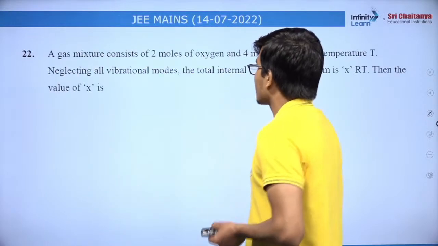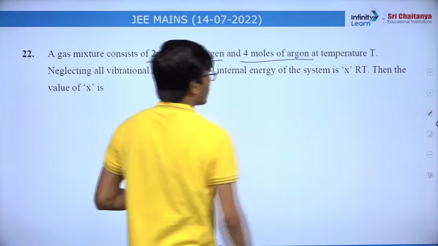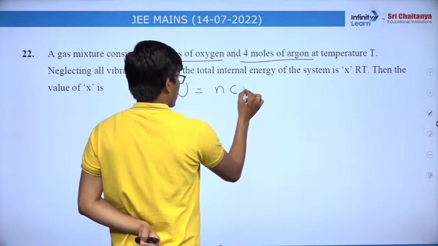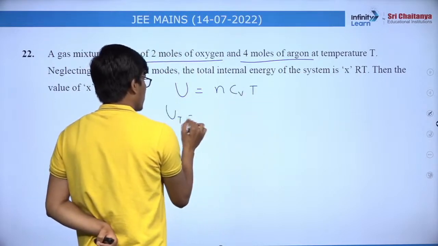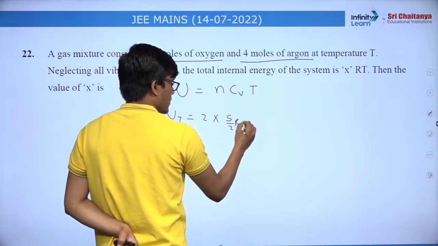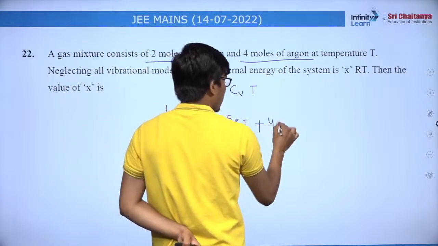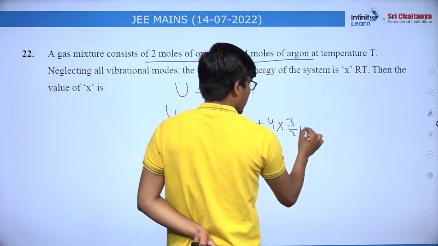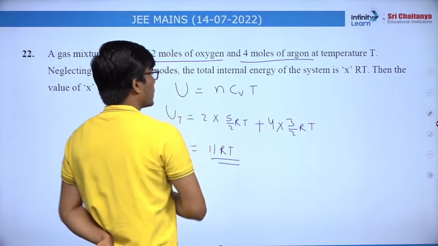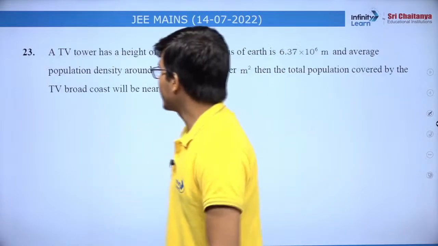Moving ahead. This is again a simple question from KTG. You have a mixture of 2 moles of oxygen and 4 moles of argon, and you have to tell the total internal energy. Internal energy is given by this formula. For oxygen, the number of moles is 2, CV for a diatomic gas is 5 by 2 RT, right? Plus 4 moles of helium, which is a monoatomic gas, so 3 by 2 RT, right? So 2, 2, 5, 6, 11 RT is the total internal energy. So this X value should be 11, right? Moving ahead.